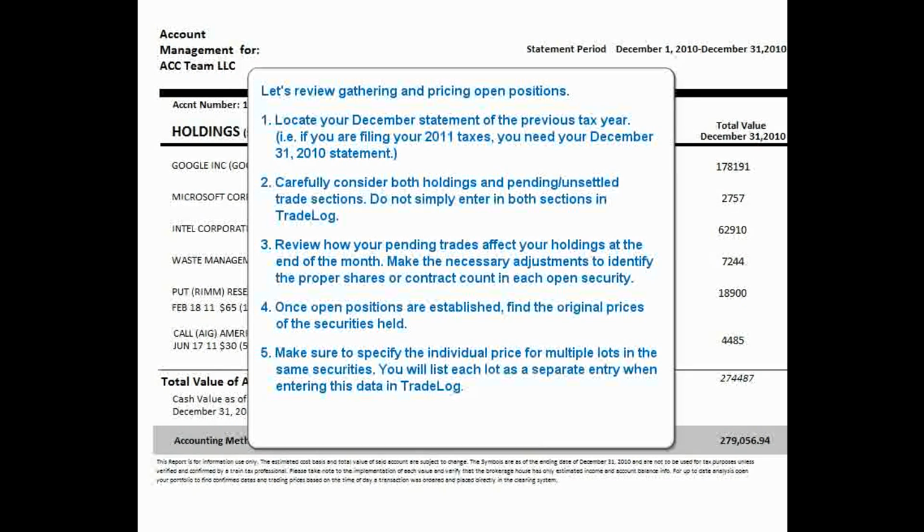3. Review how your pending trades affect your holdings at the end of the month. Make the necessary adjustments to identify the proper shares or contract count in each open security. 4. Once open positions are established, find the original prices of the securities held. 5. Make sure to specify the individual price for multiple lots in the same securities. You will list each lot as a separate entry when entering this data in TradeLog.